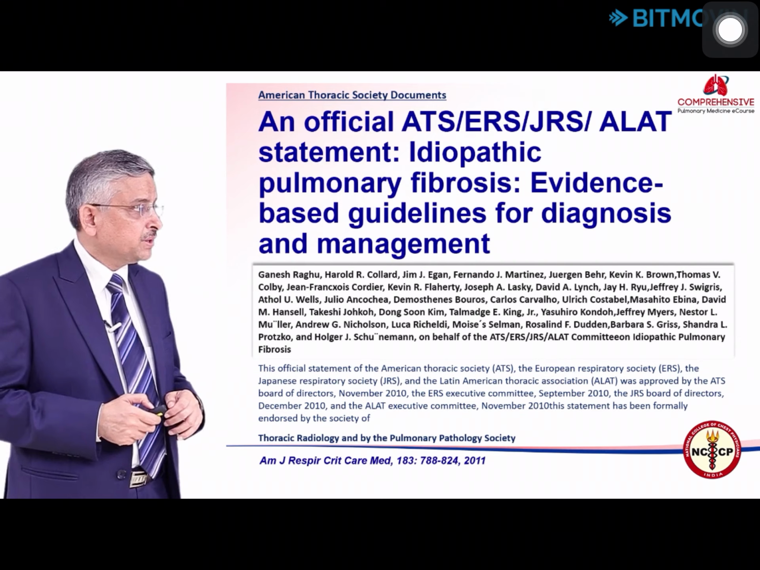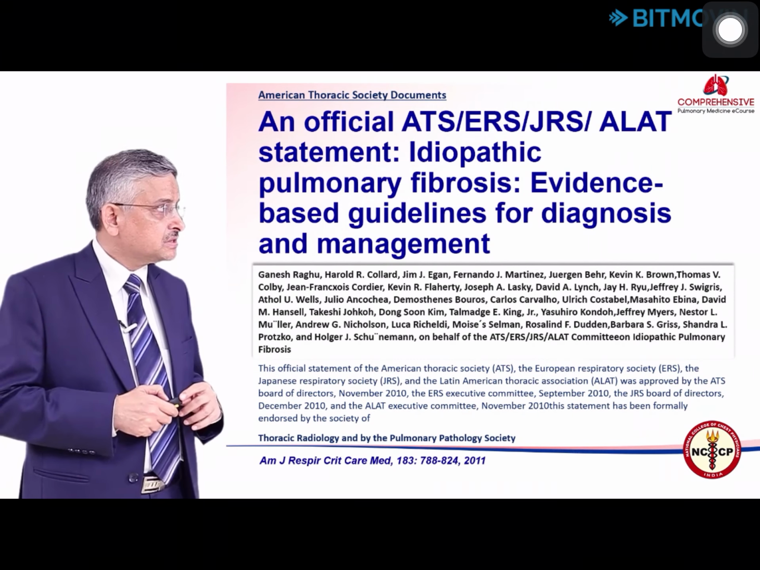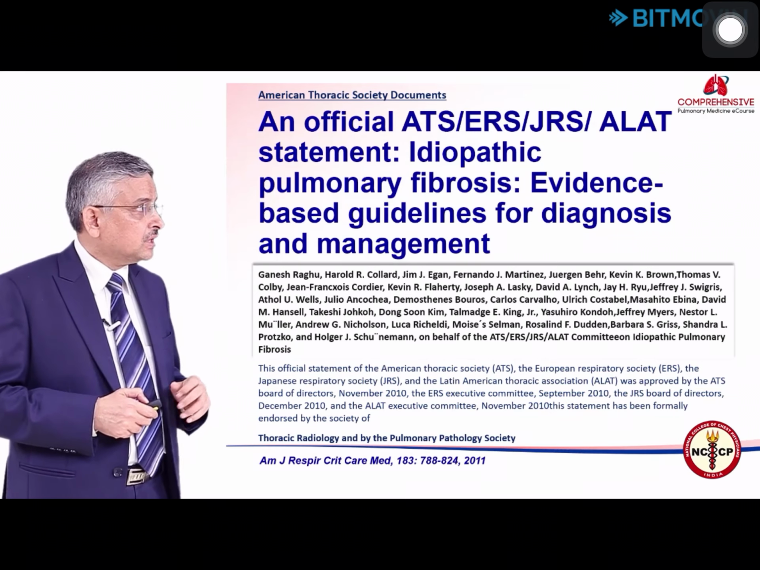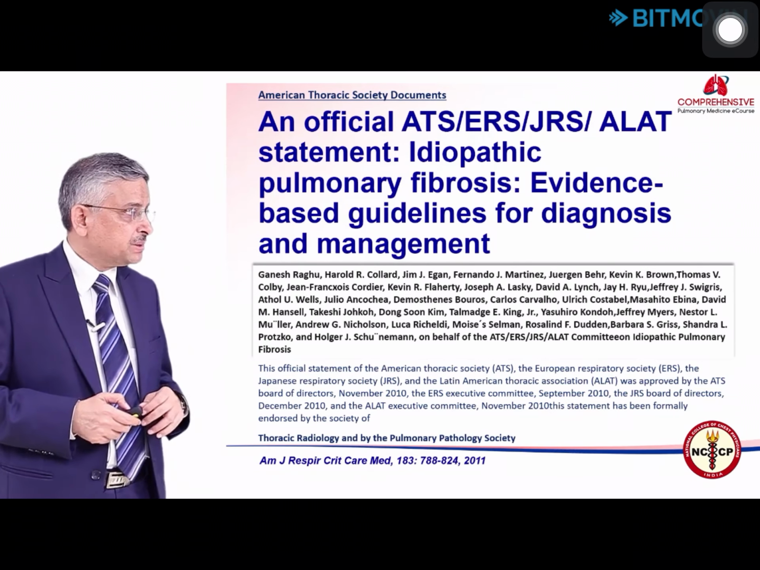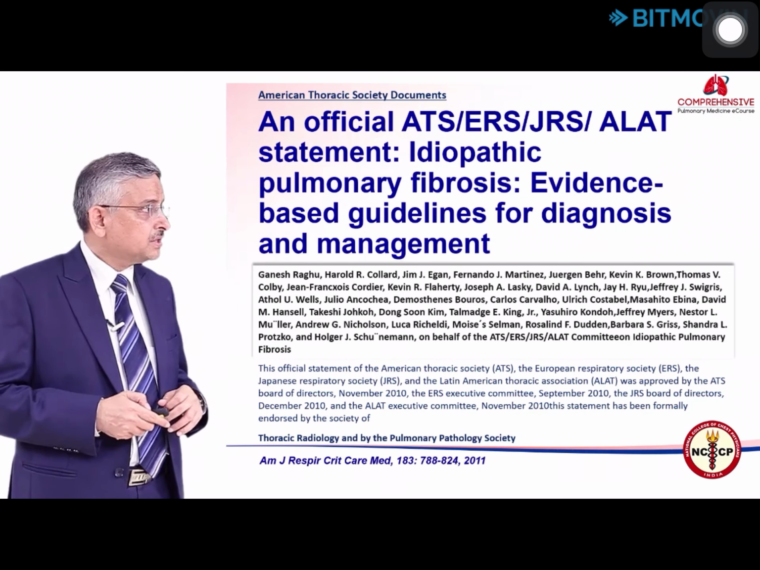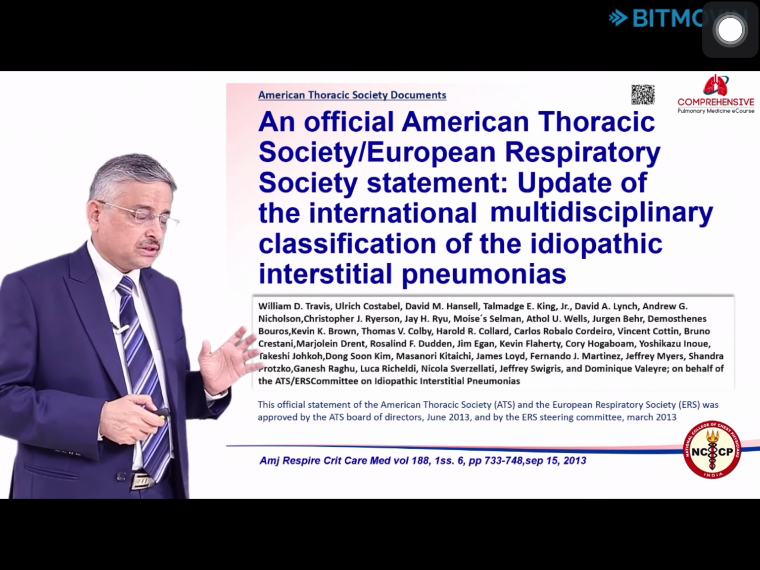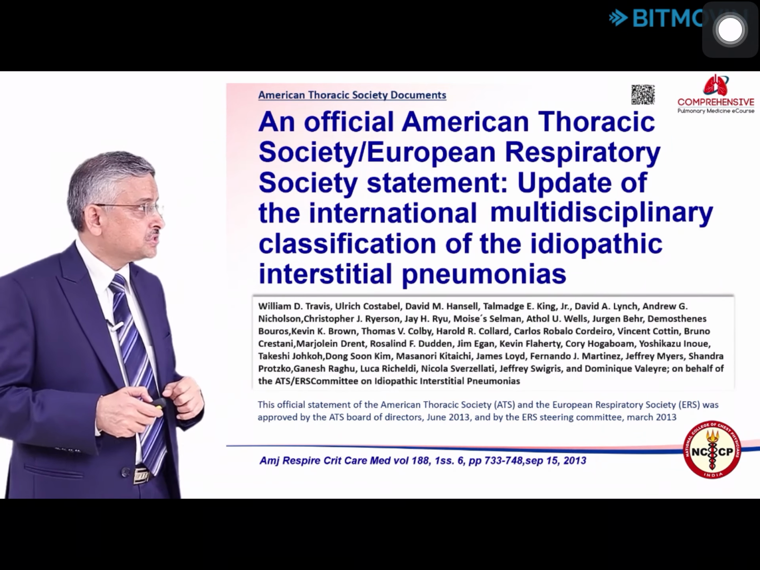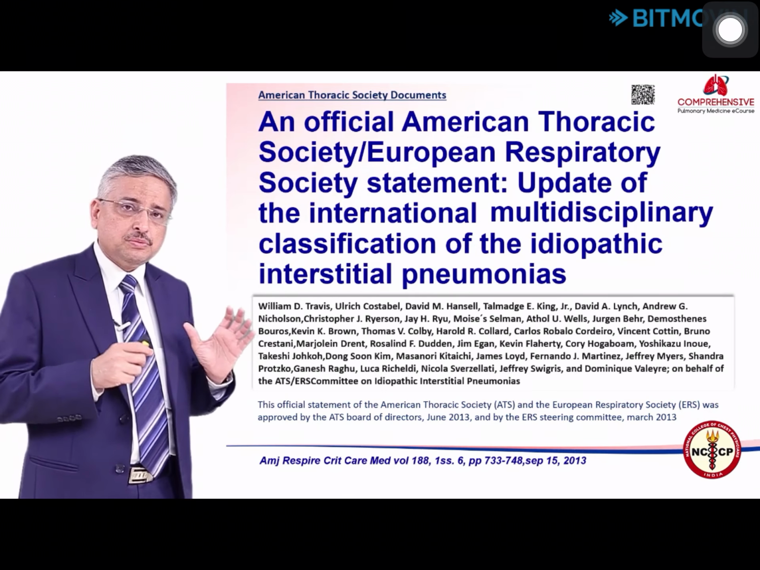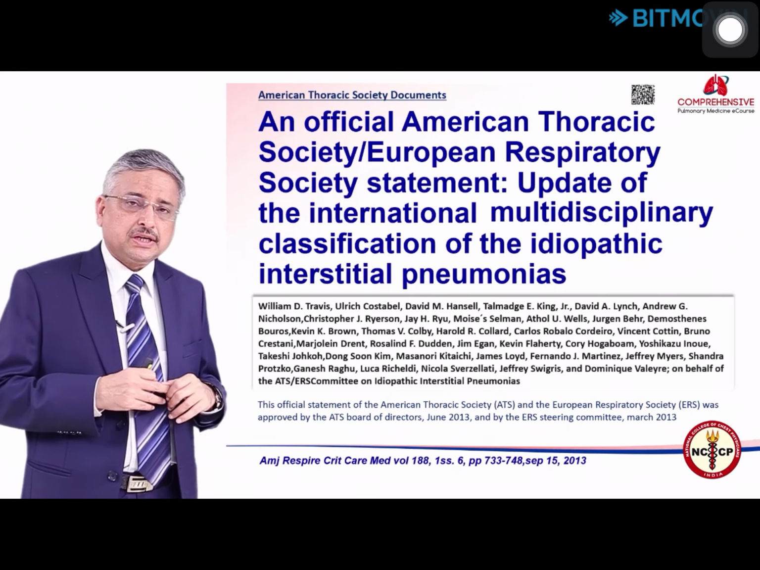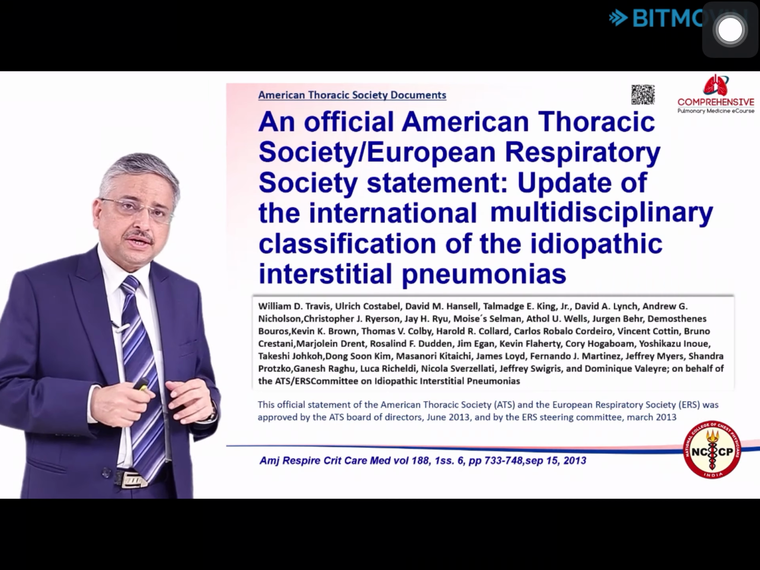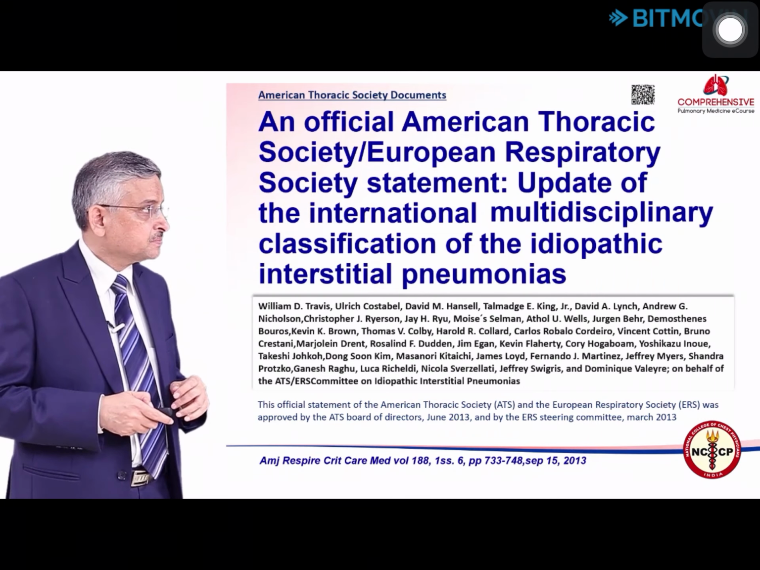There are two very important papers which came out as far as statements are concerned. This is the ATS, ERS, JRS and ALAT statement on IPF, which is a very good paper worth reading, published in 2011 in the Blue Journal. And there was also the other article for the idiopathic interstitial pneumonias, again published in the Blue Journal in 2013. So, these are two important documents which give us an idea as to the current status of diagnosis and management of IPF and the idiopathic interstitial pneumonias.